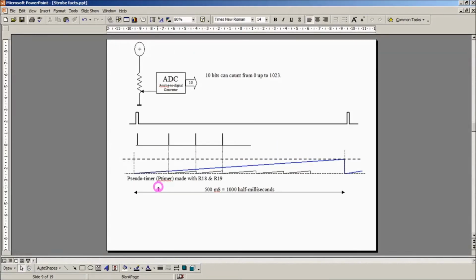Well, that's all very well and good, but this line here, this is the counter contained in R18 and R19, and they need to be clocked twice every millisecond. So where does this half millisecond pulse come from?